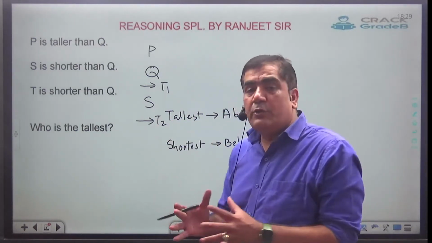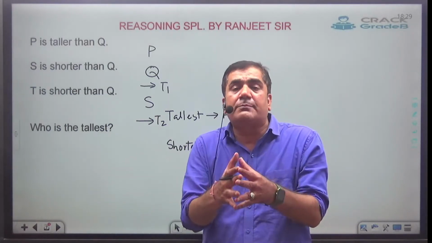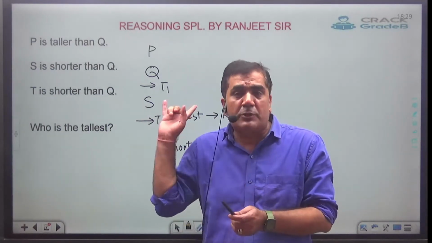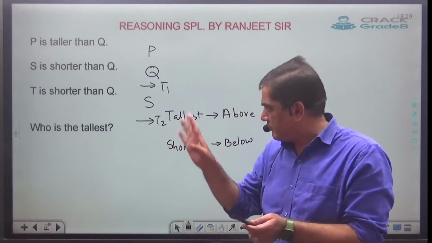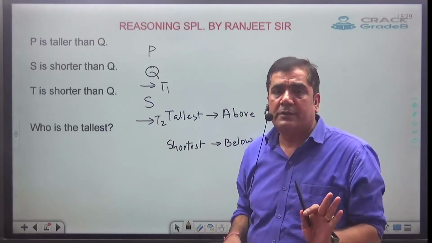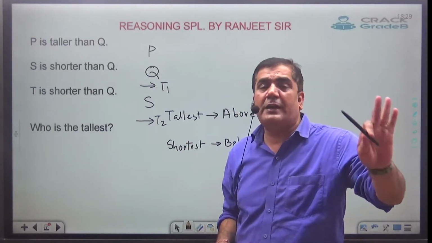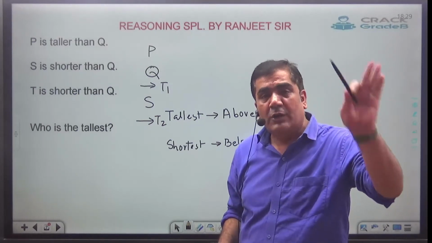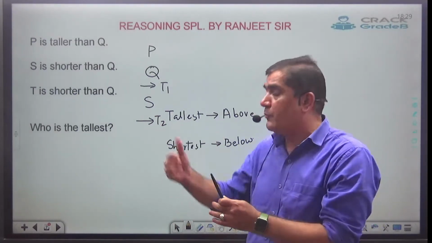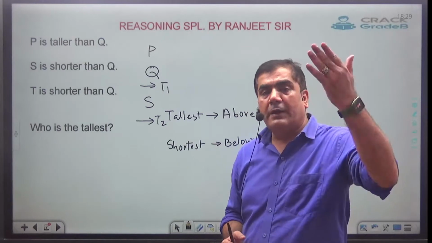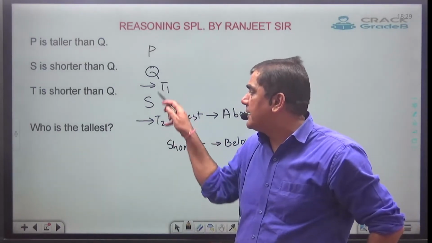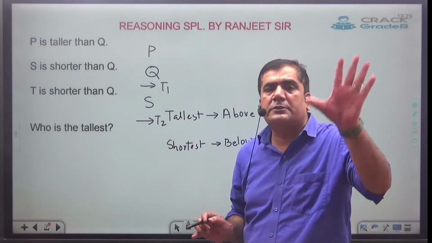Whenever you combine using the symbol of inequalities, this possibility you might not catch in the examination. So please don't use the symbol of inequalities. Always use the words above and below, because whenever any possibility is going to come, that will be clearly visible in the exam.